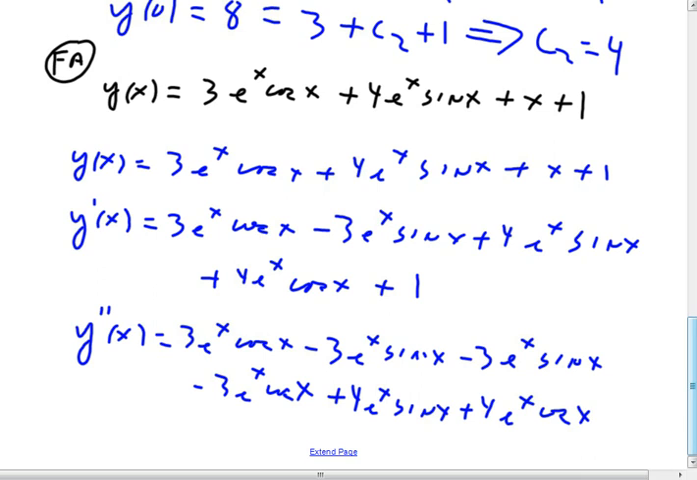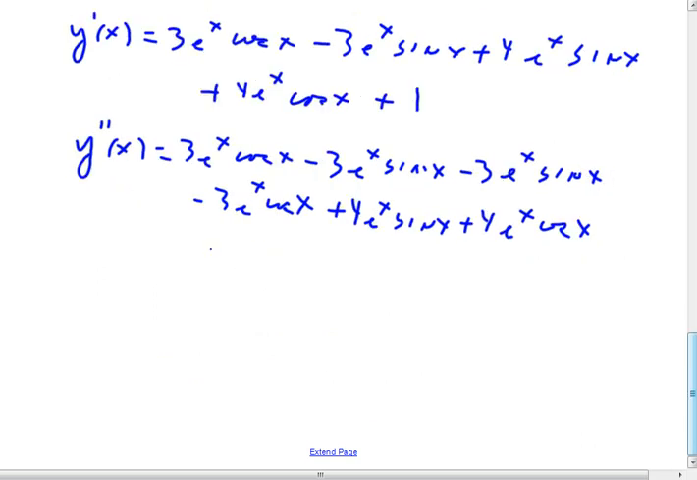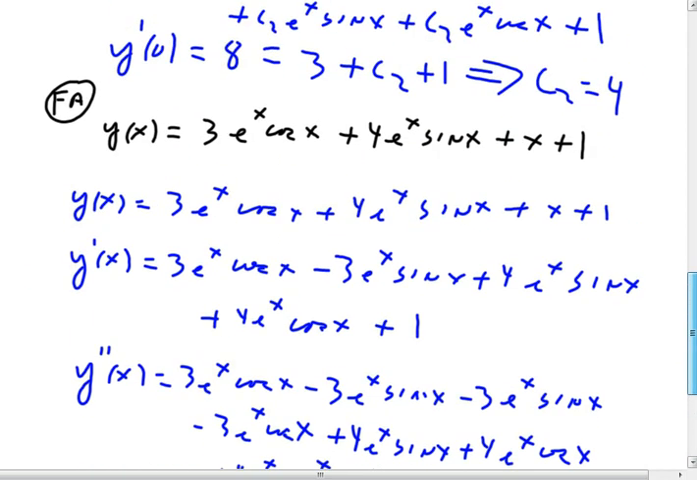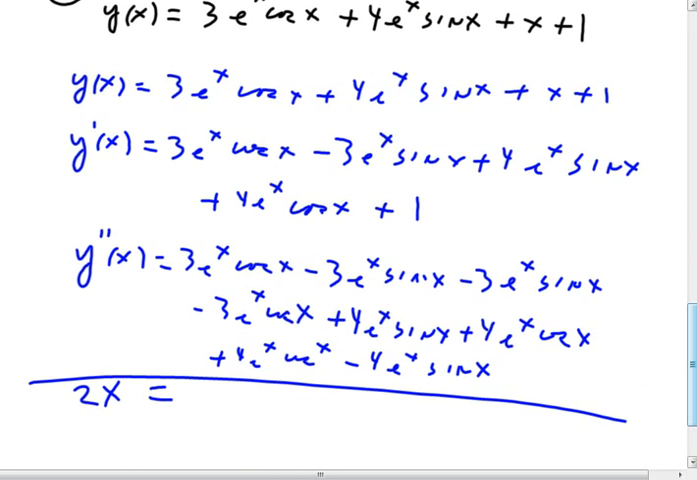Am I done? 1, 2, 3, 4, 5, 6. We still have that one to do. All right, plus 4 e to the x cosine minus 4 e to the x sine. All right, now I got enough of them. And when I get done, I'm supposed to have 2x. That's what I'm supposed to have. All right, anybody remember the original equation?